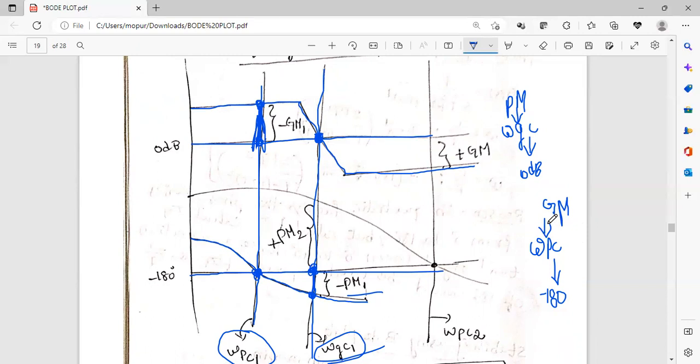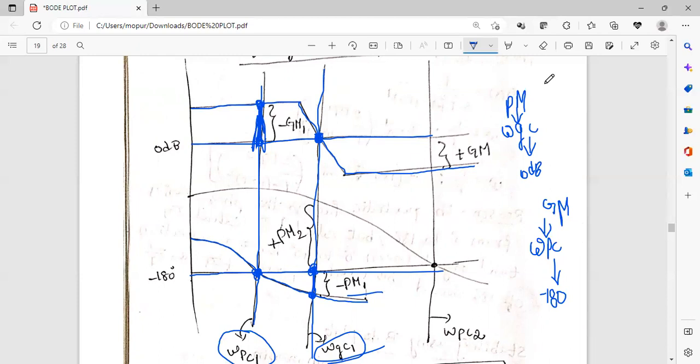Phase margin is the distance between the minus 180 degree line and the phase angle plot at gain crossover frequency. Gain crossover frequency is the intersection of the magnitude plot and the 0 dB line. This is about phase margin. Coming on to gain margin, it is at the phase crossover frequency: the distance between 0 dB and the magnitude plot at phase crossover frequency.